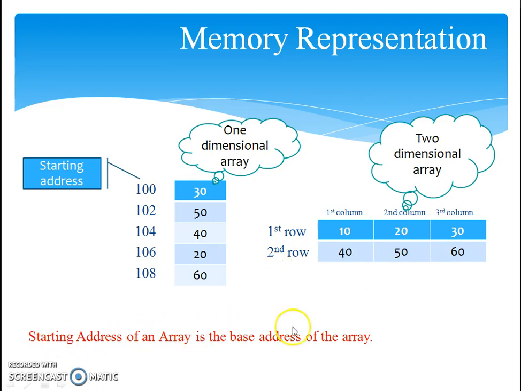Starting address of the array is the base address of the array. That's a very important point to remember, because if we know the starting address of the array, we need not know all other addresses. Using 100 plus 2, it will give the next address, plus 2 the next address, like that.